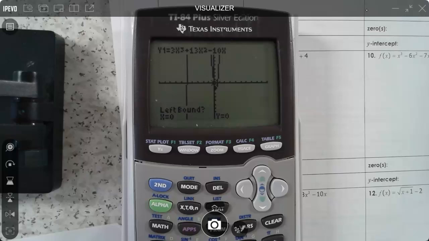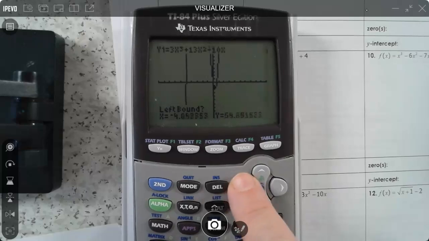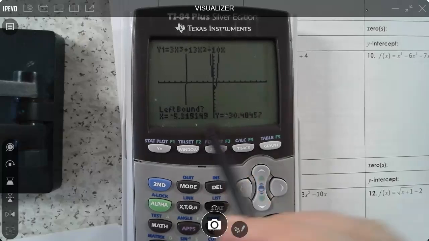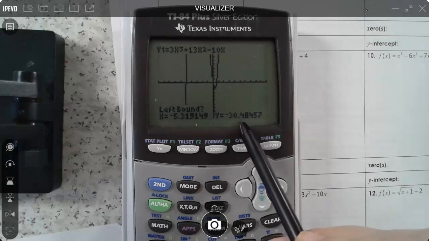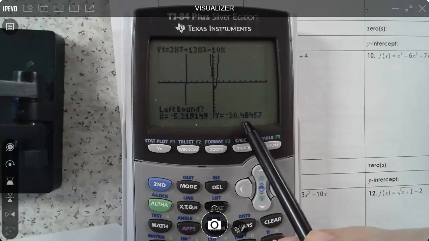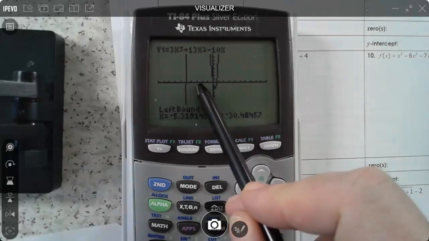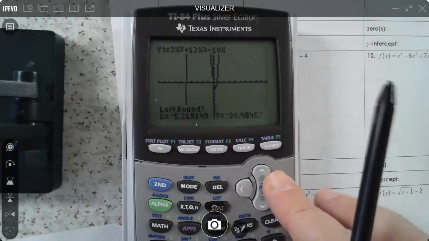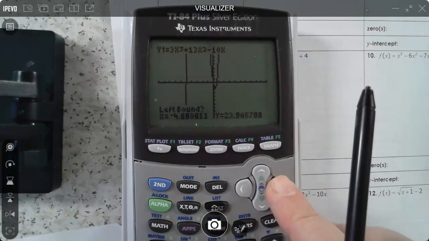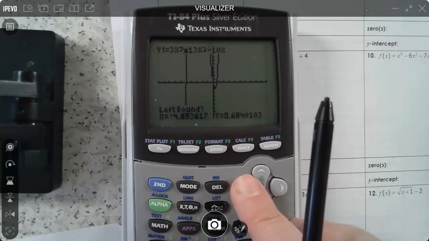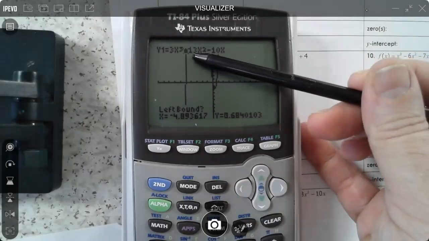It asks me about the left bound. This is where I have to take my spider. I'm going to keep hitting left. This is giving me the coordinates of my spider right now. Right now he's way down at -30, so he's at -5, -30. So I've passed him somewhere. Let's see if we can pick him back up. Oh, I just saw him click through. You see him up here bouncing around?